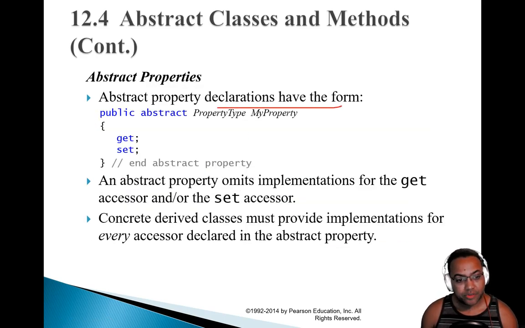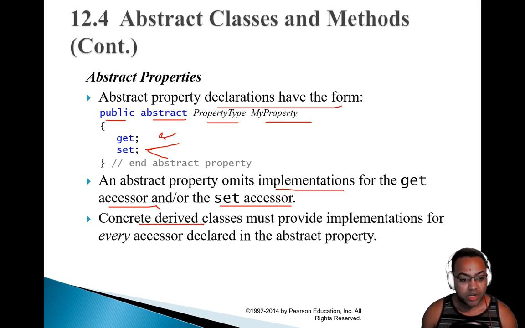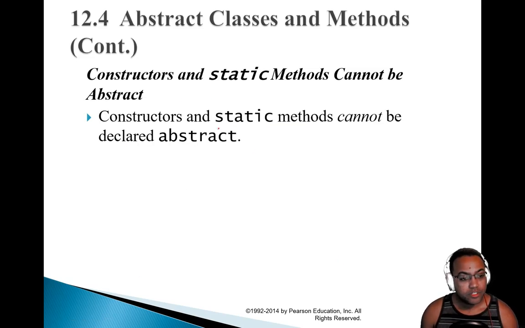Abstract property declarations have the form of public abstract, the property type, and the property with your get and set. An abstract property omits implementations for the get accessor and/or the set accessor. Concrete derived classes must provide implementations for every accessor declared in the abstract property. Constructors and static methods cannot be declared abstract.